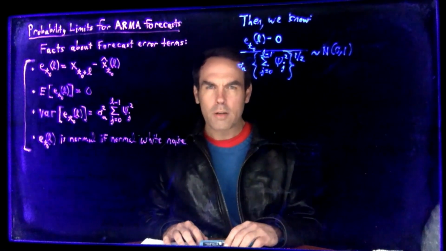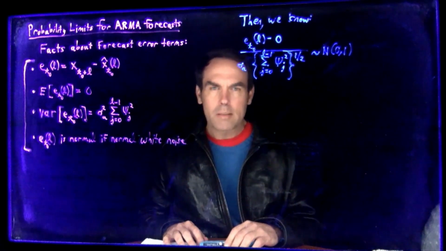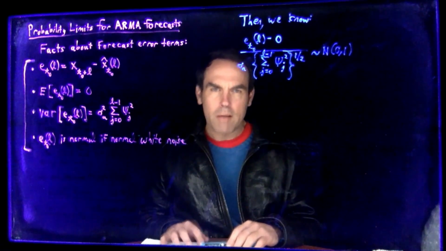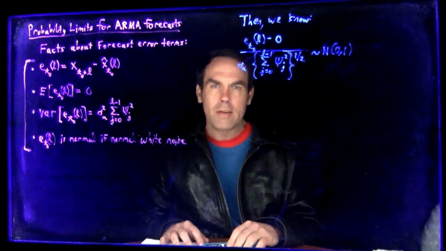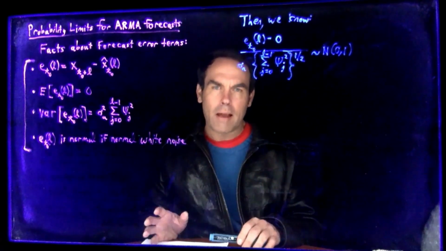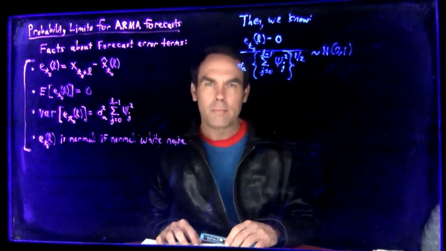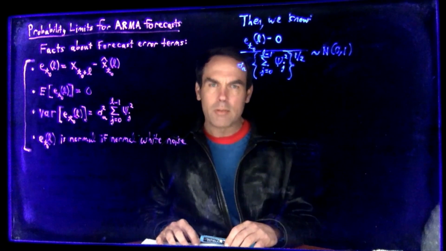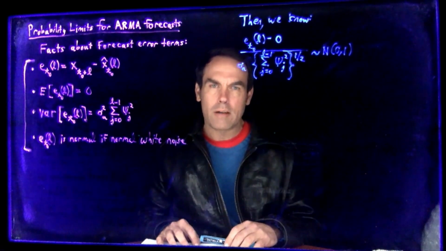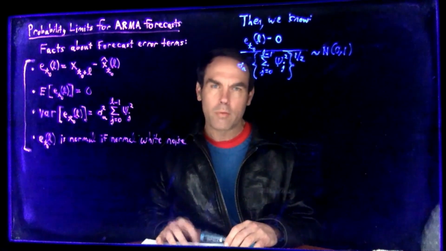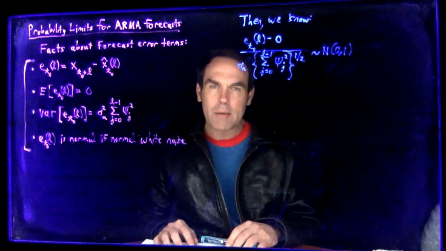In this video, we're going to talk about the probability limits for ARMA forecasts. The reason this is important is we've been talking about forecasting and we have these formulas to calculate the forecast. But the question then is how confident are we that our estimate is accurate within a certain amount of certainty? And that's what these probability limits do for us. It's very similar to when you calculate the confidence intervals for the mean, for example. It's the same type of idea.